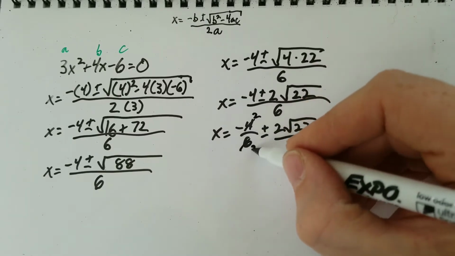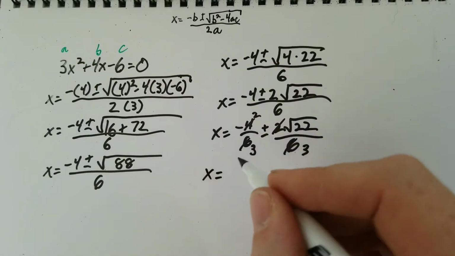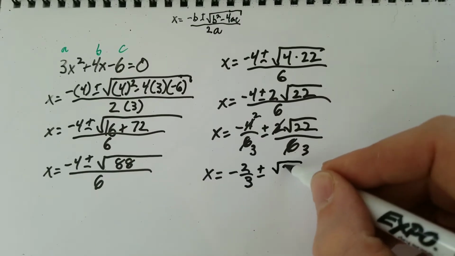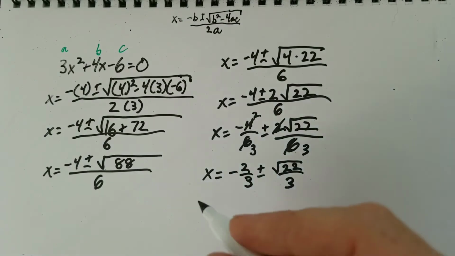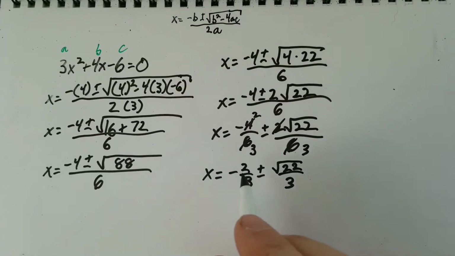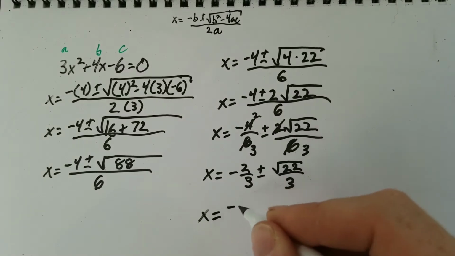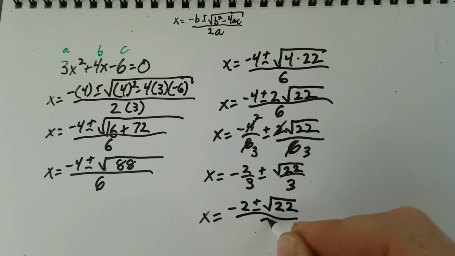That's 2, that becomes a 3, that goes away, that becomes a 3. So now we've got x equals -2 over 3 plus or minus the square root of 22 over 3. So really, our answer at this point, because I don't feel like typing into my calculator -2/3 plus square root of 22 over 3 to get a decimal approximation, we'll just put this back together. Gives us x equals -2 plus or minus the square root of 22 over 3.